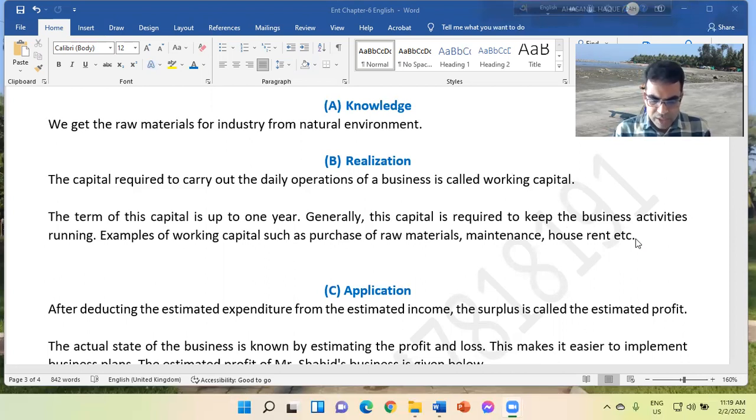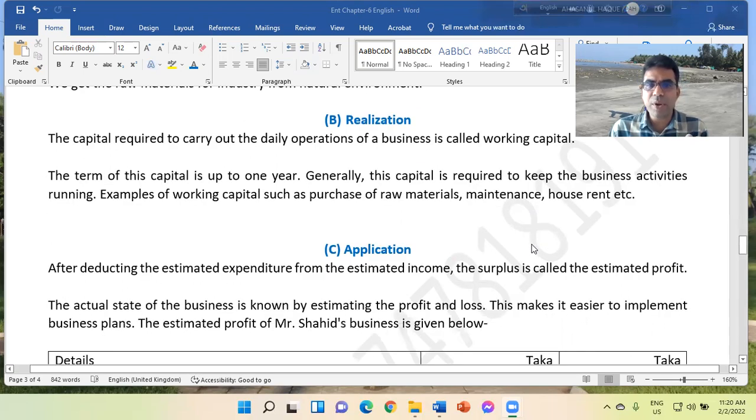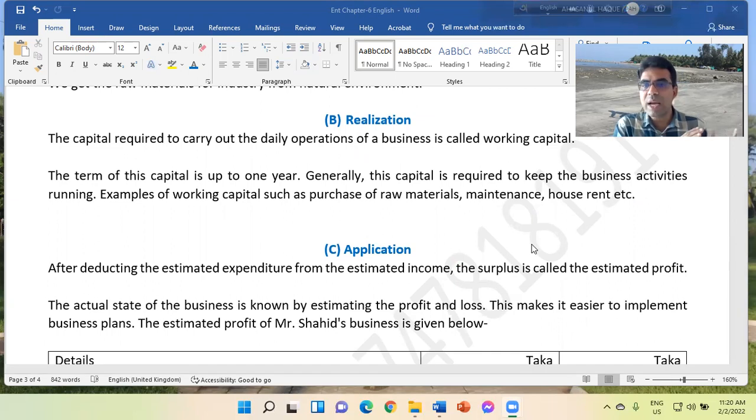Then number C, find the projected profit of Mr. Shoaib's business. Projected profit means ultimate profit: projected income, all the working expense, all the current expense will be deducted from estimated income. Then you will get estimated profit. Okay, here is written what is estimated profit. After deducting the estimated expenditure from the estimated income, the surplus is called the estimated profit.